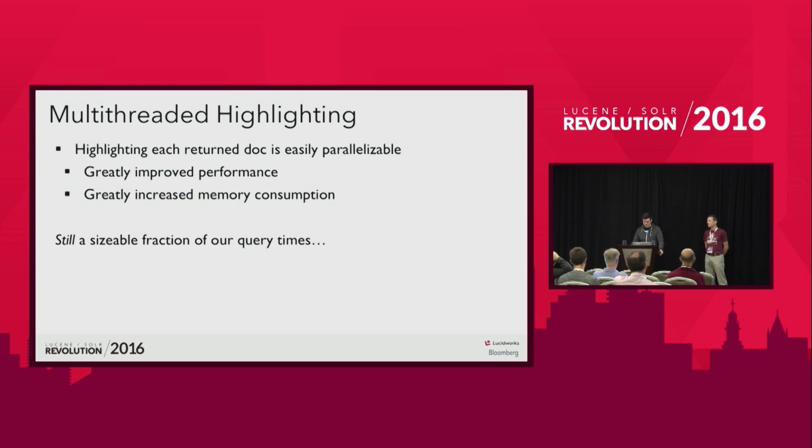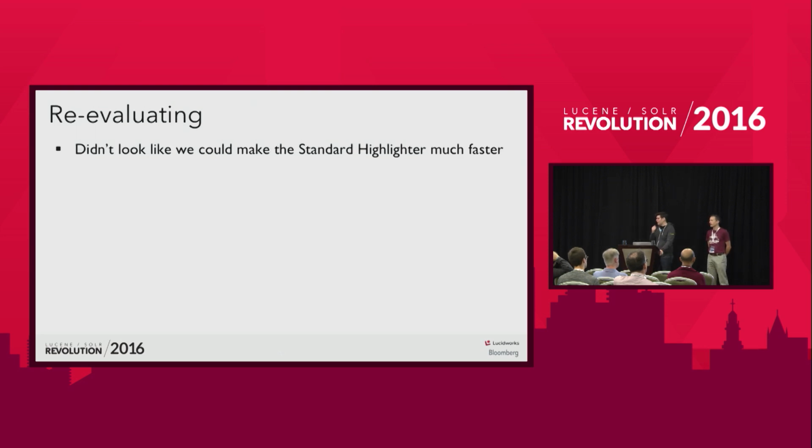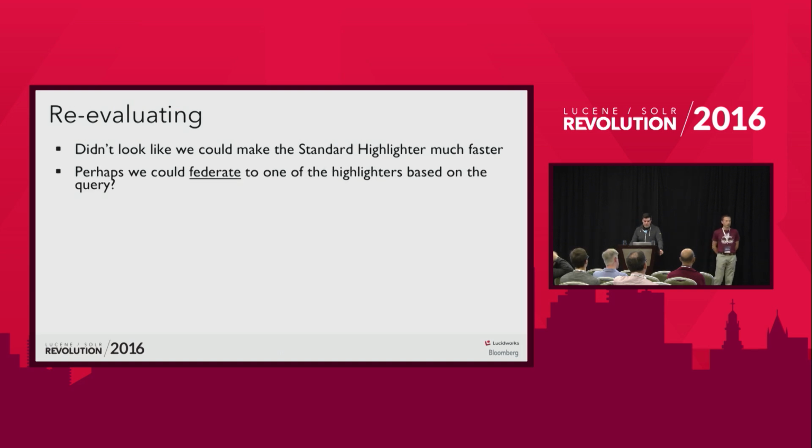So there was more work to be done. Then we stepped back and started reevaluating, and it didn't look like we could do much more to the standard highlighter to get it any faster. Maybe, and this was an idea that was thrown about a bit, the postings highlighter is as fast as a bunch, but it only does terms. Maybe if we analyze our query or classify it by just walking over our query tree to know that it's just a term query, we can federate to the postings highlighter for those examples.